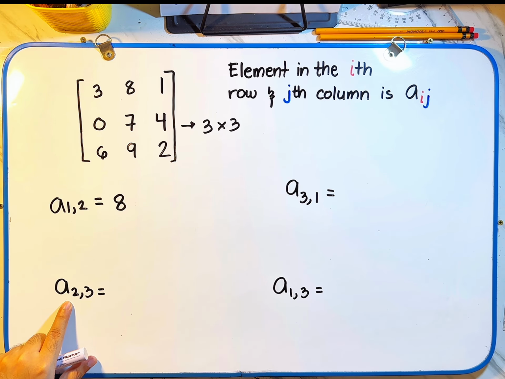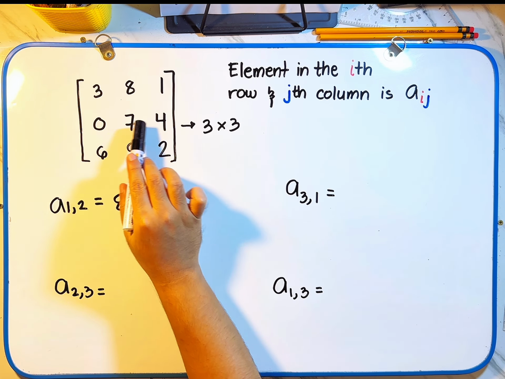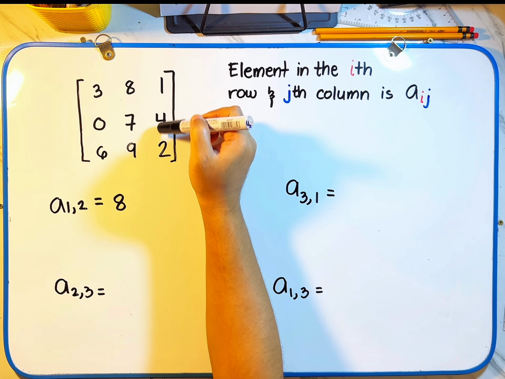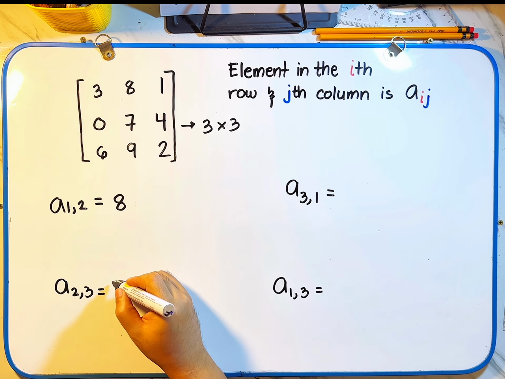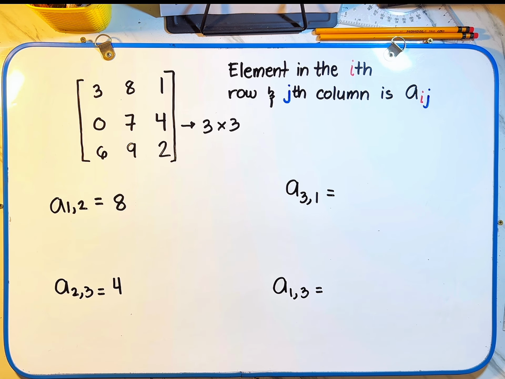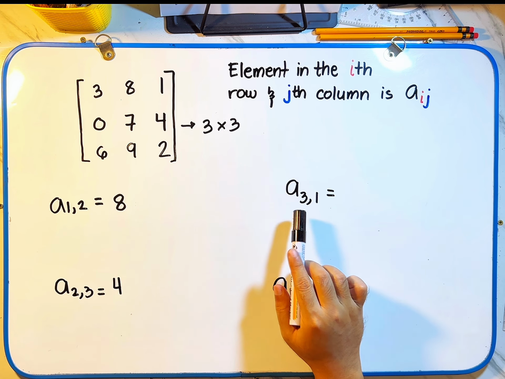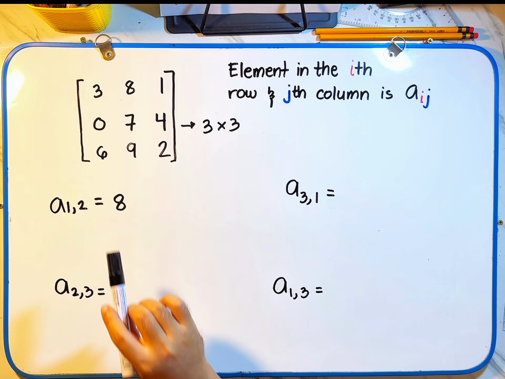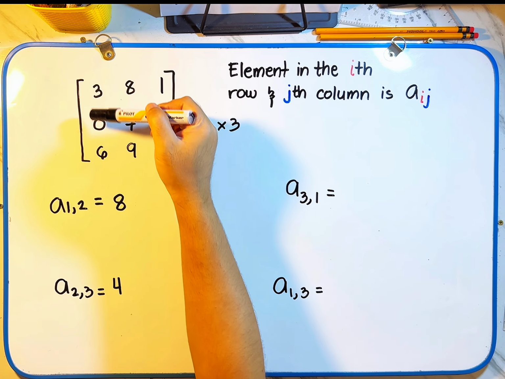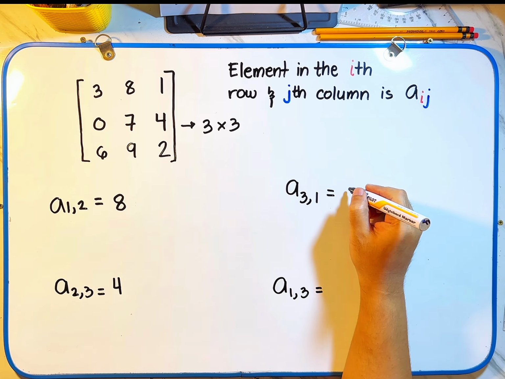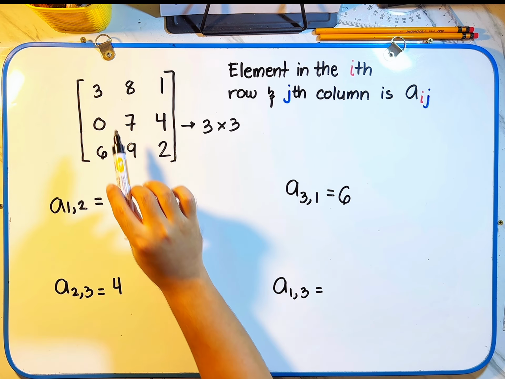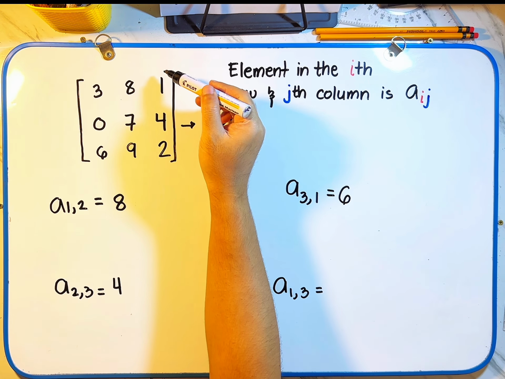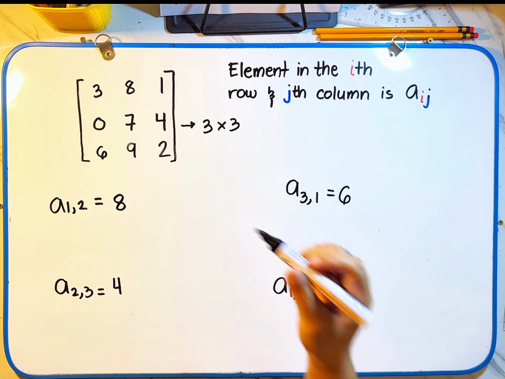Next, what is the element in the second row, third column? So the second row is this one. And the third column is this one. So it's like they're intersecting at the value 4. Therefore, the element is 4. How about this one? The element in the third row and first column. So this is the third row and then first column. So that's 6. While the element in the first row and third column, so first row and then third column, is this value, which is 1.